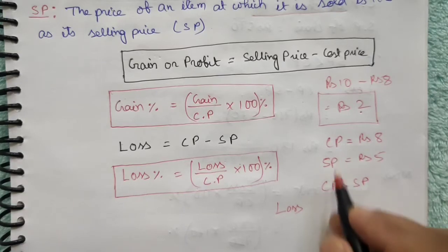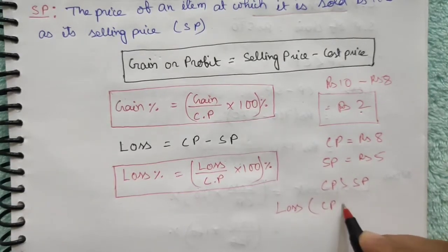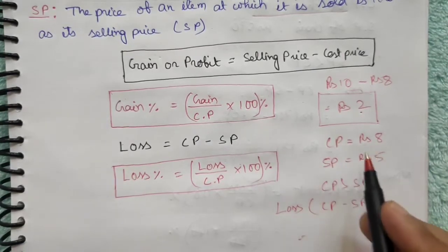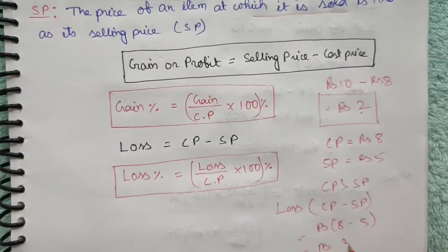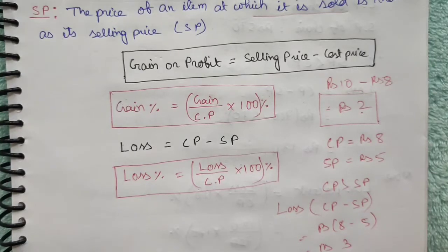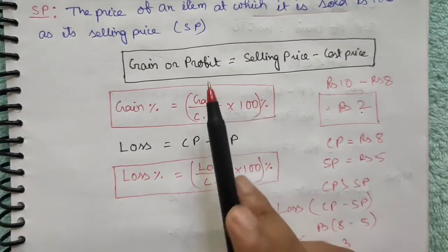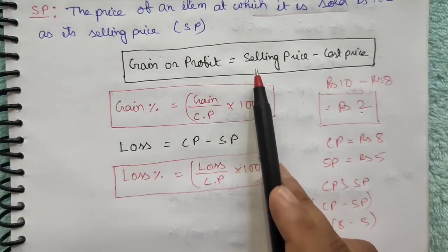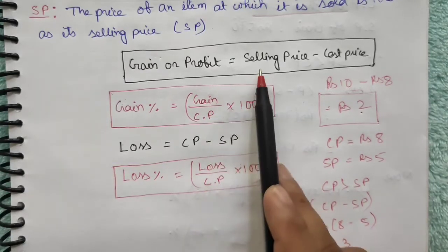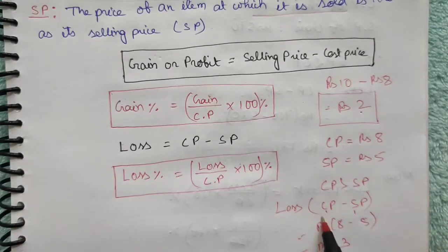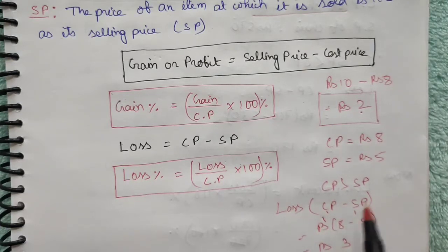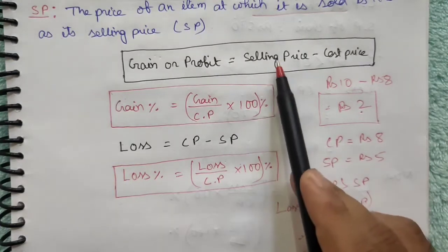So our loss will be cost price minus selling price. Here CP is rupees 8 minus 5 equals rupees 3. I hope this is clear. Now look at one thing: when finding loss, we subtract SP from CP, but when finding gain or profit, we subtract CP from SP. Loss is cost price minus selling price, and gain is selling price minus cost price.